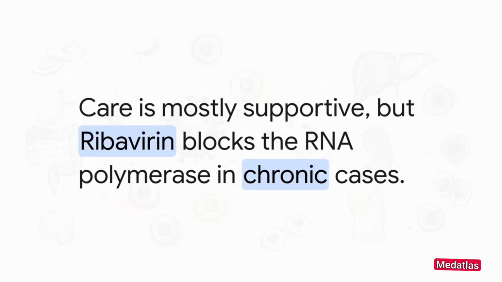For the vast majority of folks, treatment is just supportive care. You just give the immune system time to do its job. But for chronic cases in those immunocompromised patients, we utilize a drug called ribavirin. Ribavirin acts like a molecular wrench. It directly jams up that viral RNA polymerase we talked about earlier, manually shutting down the virus's entire replication machinery.